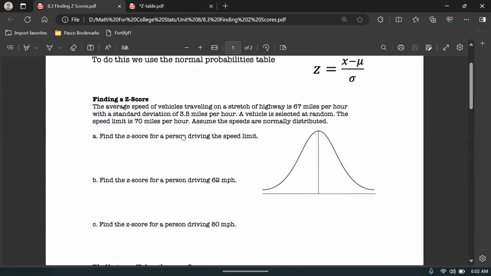So let's jump into this. The average speed of vehicles traveling on a stretch of highway is 67 miles per hour with a standard deviation of 3.5 miles per hour.